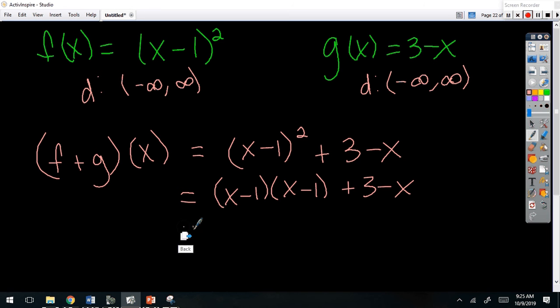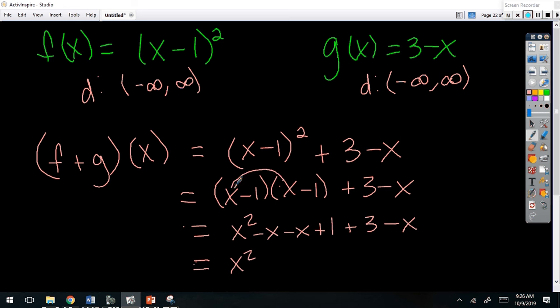x squared minus x plus 1. And gather up your like terms. x squared minus x plus 1, negative x and negative x gives you negative 3x plus 4. What's the domain?